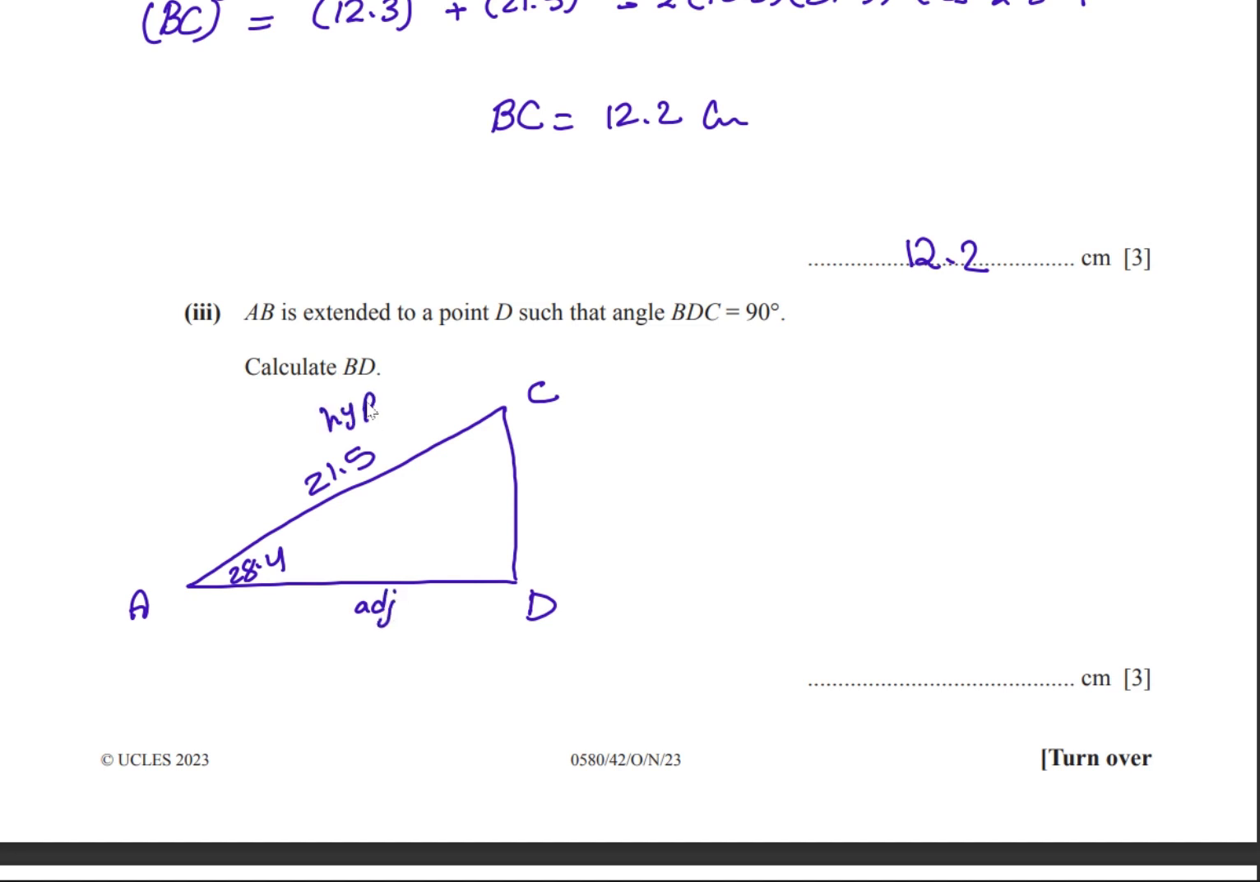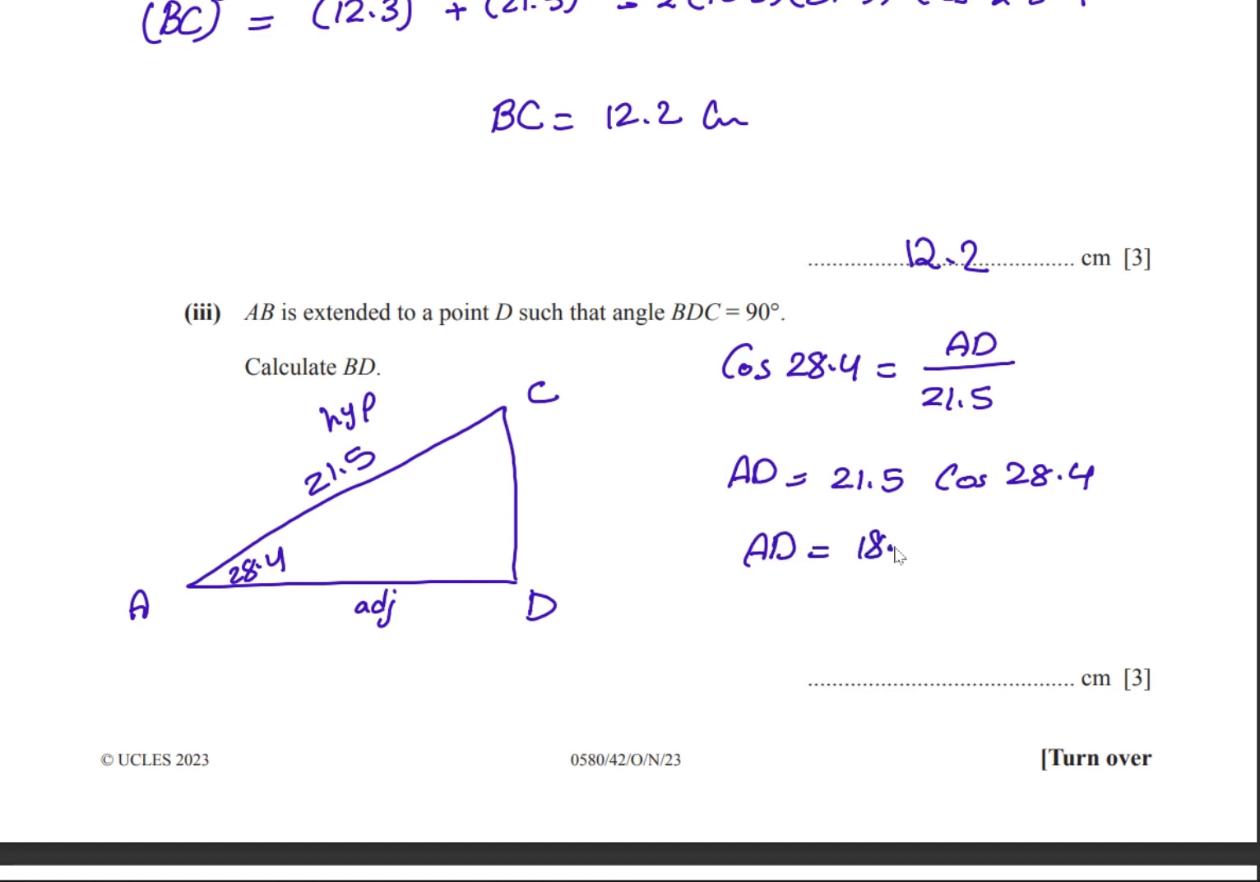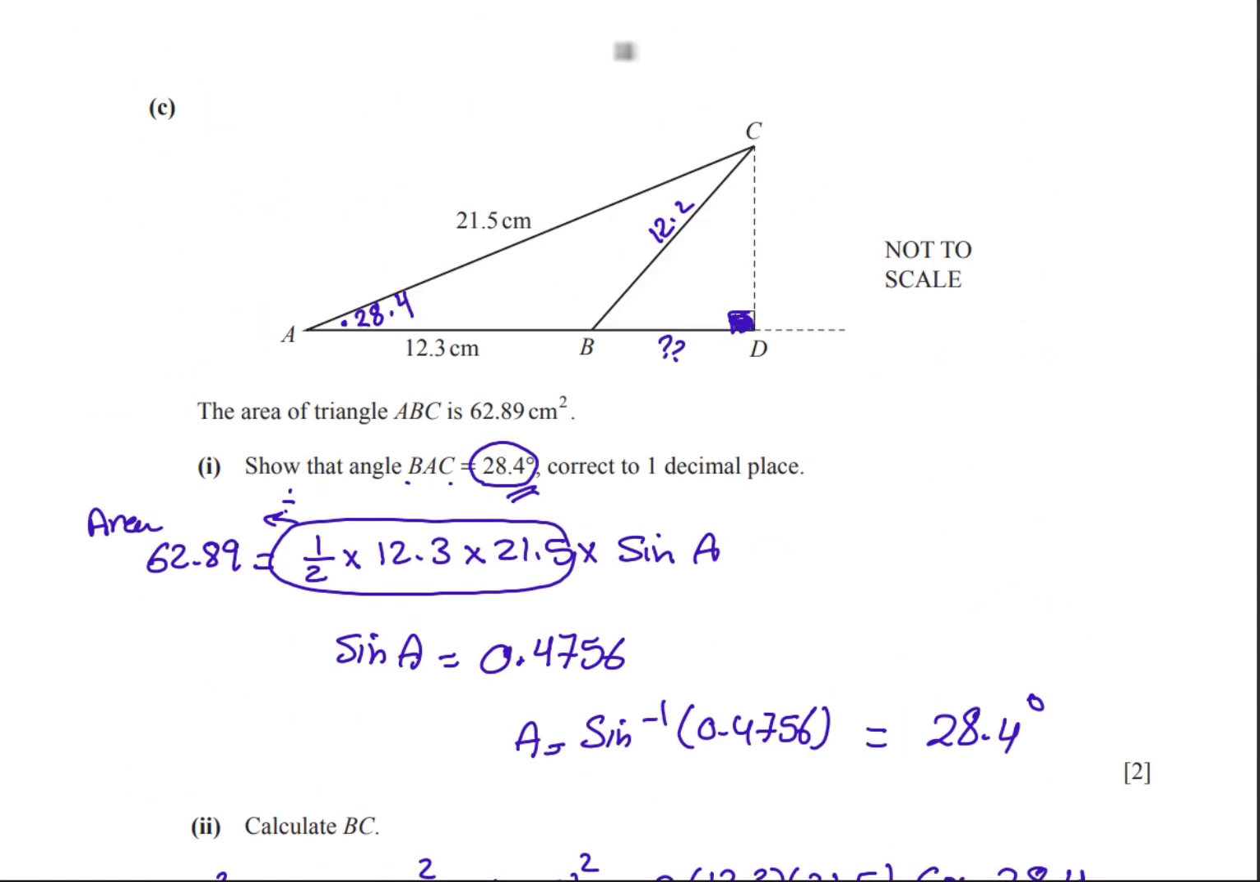From here I can get AD, as this is adjacent and this is hypotenuse. So I can use which rule? I can use the cosine ratio, which says that cosine 28.4 equals the adjacent, which is AD, over the hypotenuse, which is 21.5. So from here, AD equals, if I cross multiply, 21.5 multiplied by cosine 28.4, so AD will be equal to 18.9. So now I got the whole AD equal to 18.9.